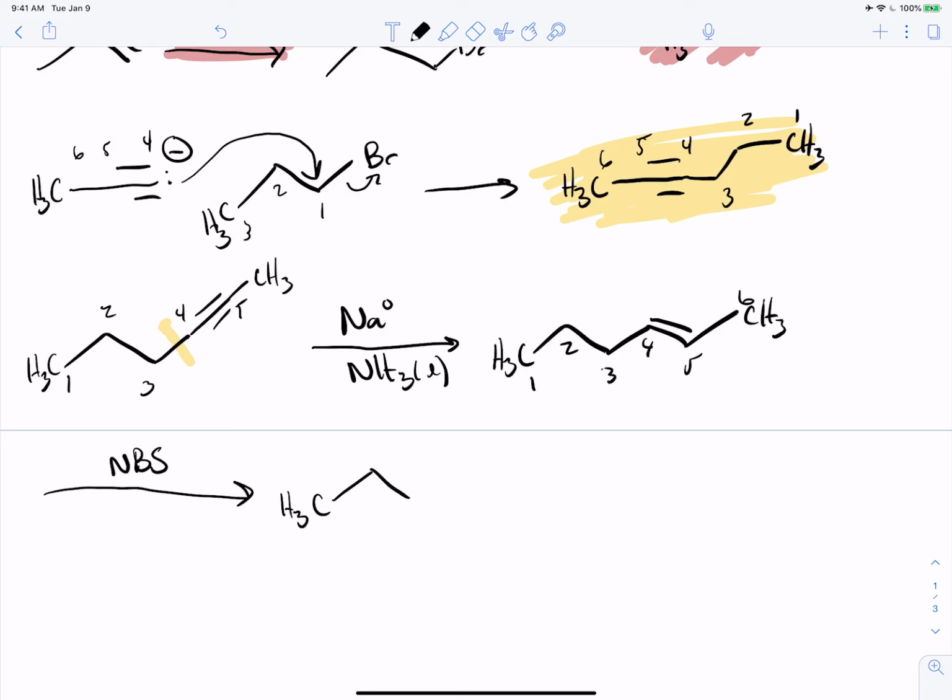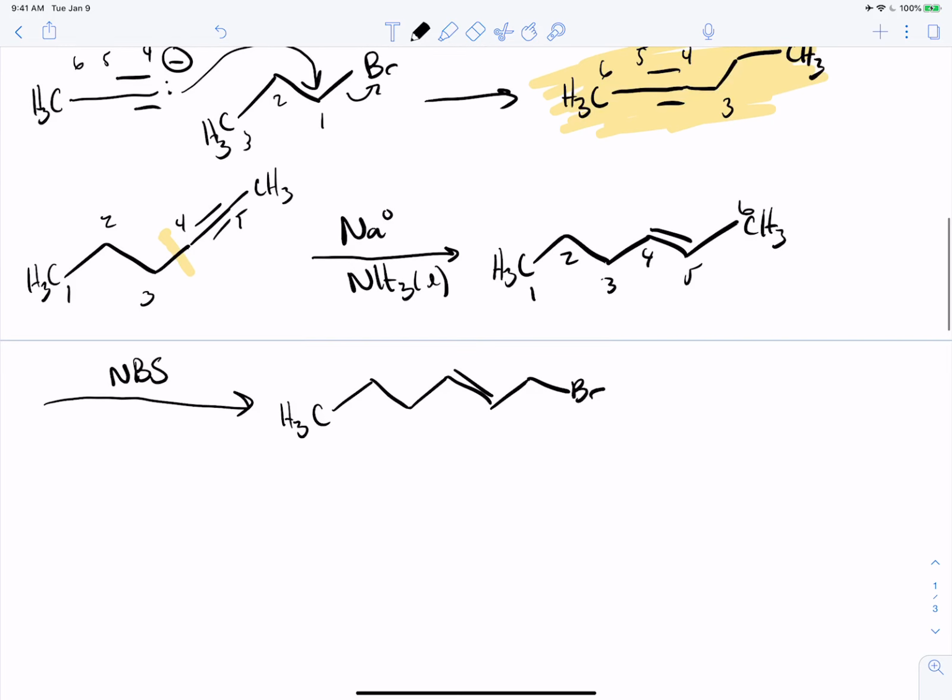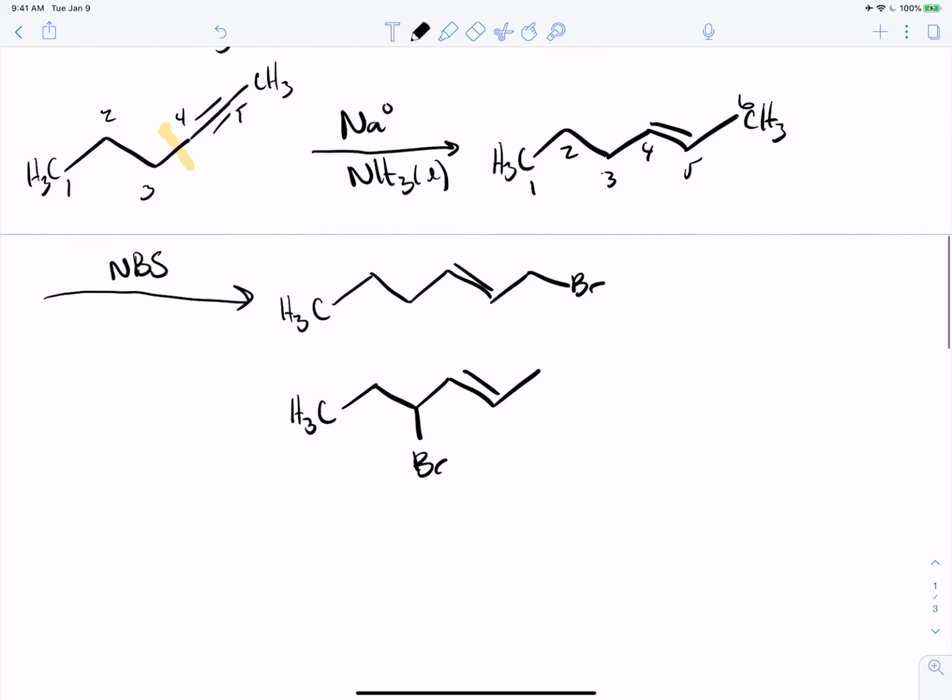What you would really end up with is this, which is what we want, but you would end up with a lot of side product of that. And I'm trying to think if there's another way to put that bromine there that isn't really extreme. Maybe we can do something. Let's see.